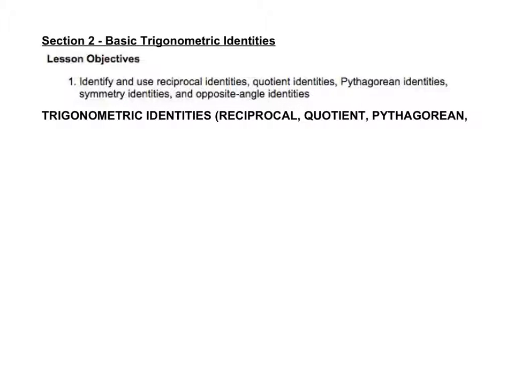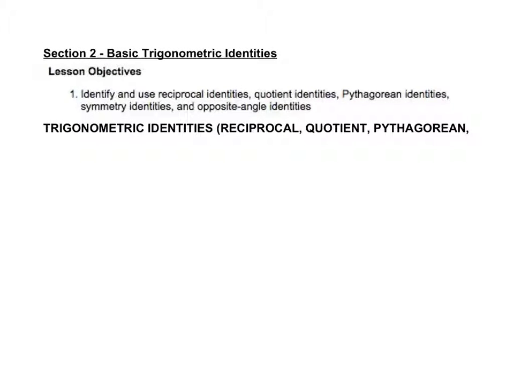Hello, welcome back to Pre-Calc. This is Unit 9, and we're going to be talking about Section 2, which is basic trigonometric identities. Our objectives today: we want to identify and use the reciprocal identities, the quotient identities, Pythagorean identities, symmetry identities, and opposite angle identities.